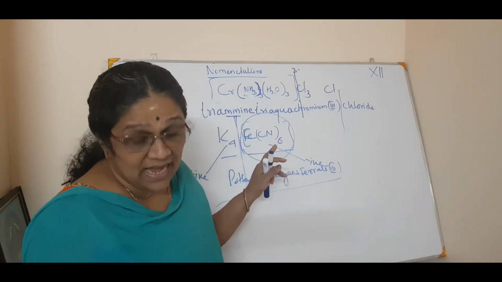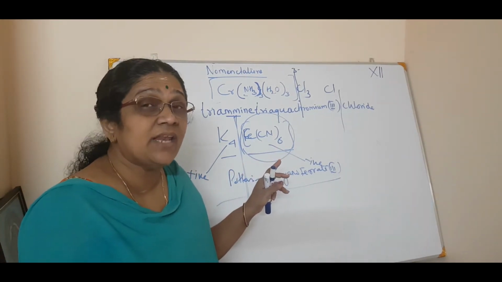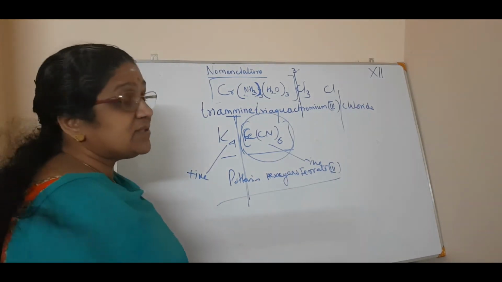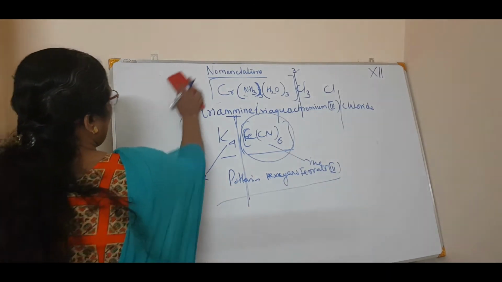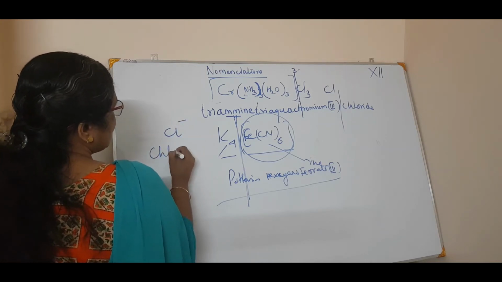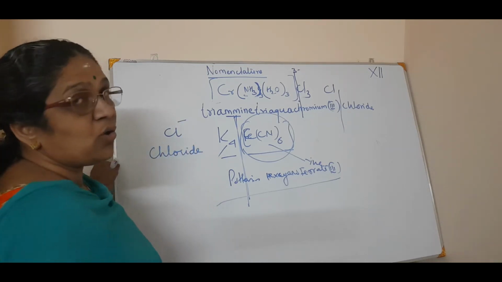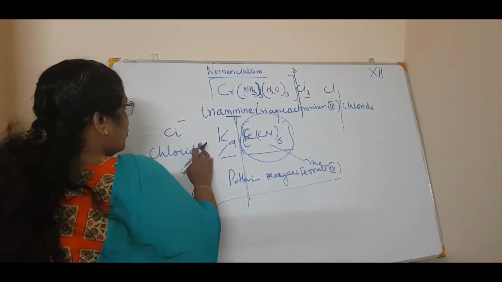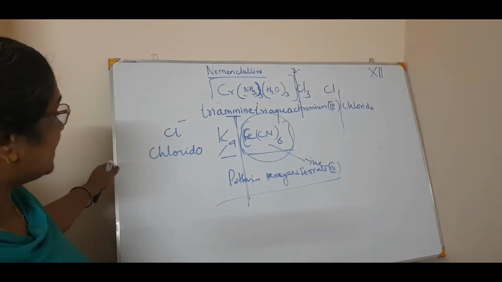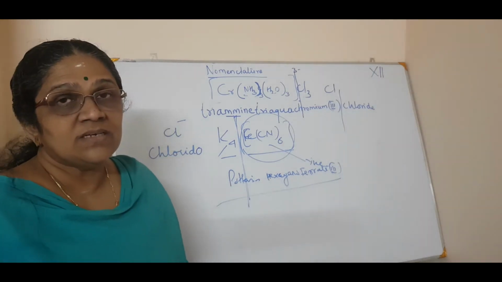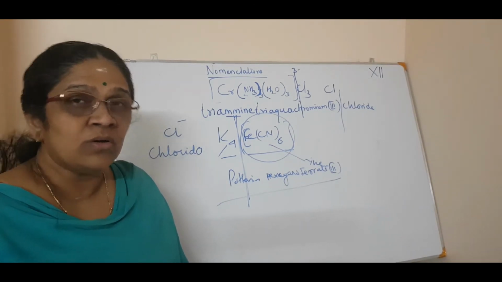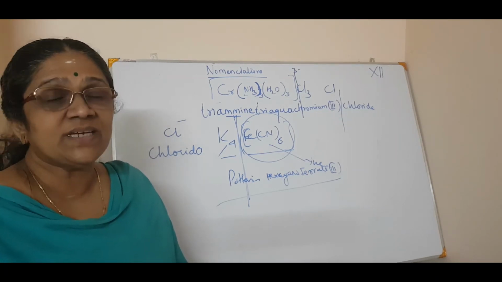The names of the anionic ligands end in O. Very important. What did it say? The names of the anionic ligands. What do you mean by anionic ligands? Anionic ligands means Cl minus. The anion is chloride, so you cannot write chloride in a coordination compound. You have to erase the E and put O. That is chlorido. Or some people write chloro, but chlorido is more correct.